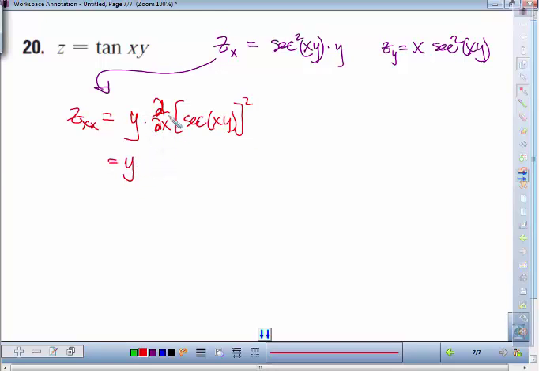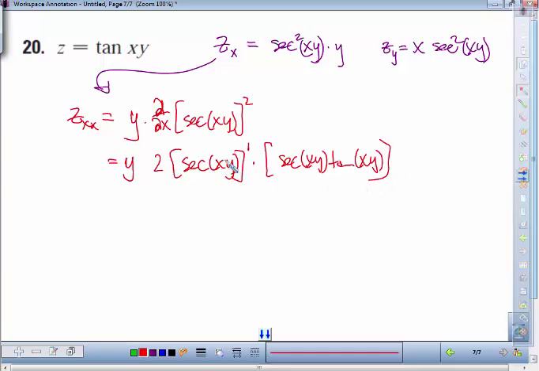All right, so this is y times the derivative of this. So it's going to be 2 times secant xy to the first power times, what's the derivative of secant xy? Secant xy times tangent xy, so secant xy tan xy. And then now we need to do another chain rule, a derivative of xy with respect to x. It's another y.